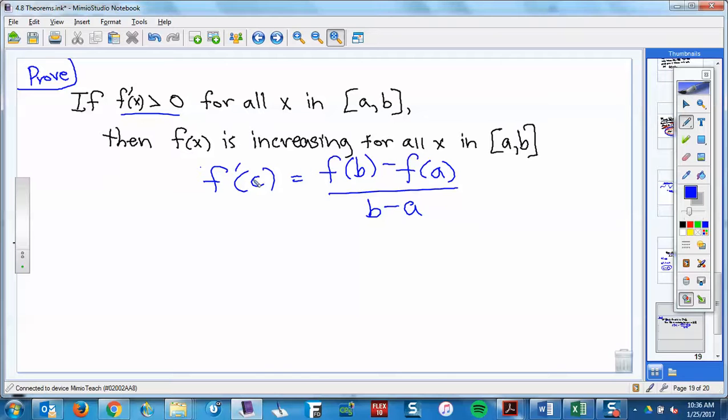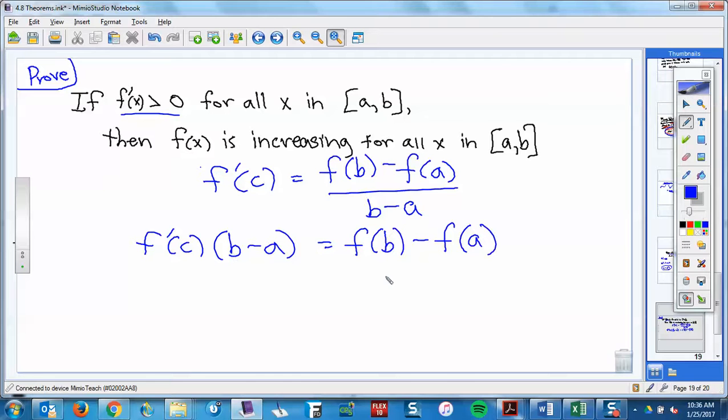Okay, now I'm going to multiply the b minus a over here to this side. And I get this. No, you don't have to write this down. So this would have to be true, right? Now I'm going to flip it around. Well, I don't have to flip it around right now. But they told me in the given part, the if part of this, that f prime is positive. So I know that. What can you tell me about b minus a?